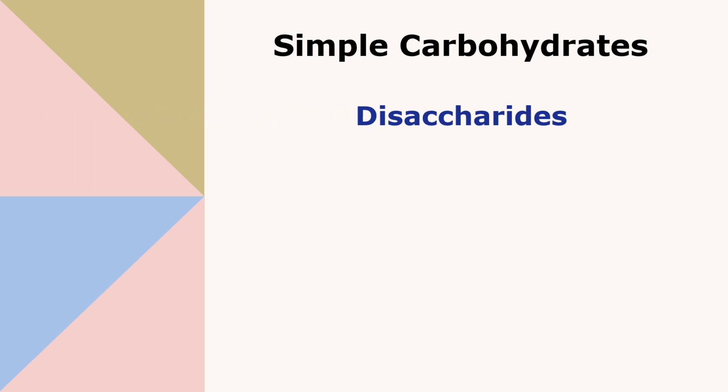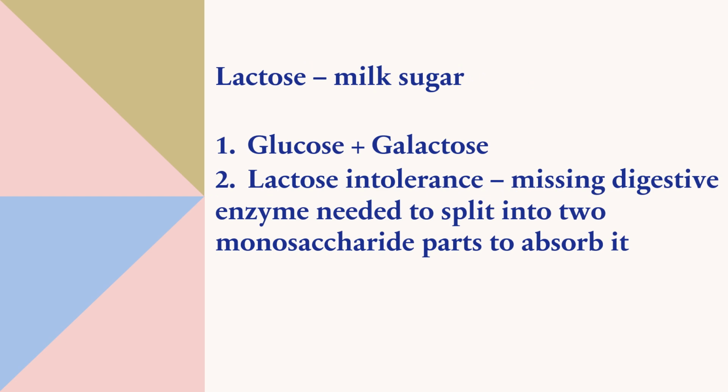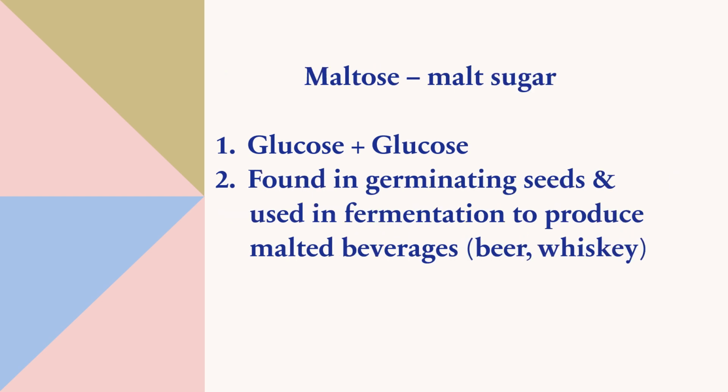Simple carbohydrates, disaccharides, include maltose, sucrose and lactose. Sucrose is a stable sugar, a disaccharide made of two monosaccharides, glucose and fructose. It is refined from sugar beets and cane. Lactose is milk sugar, formed of glucose plus galactose. Lactose intolerance is a missing digestive enzyme needed to split it into two monosaccharide parts to absorb it.